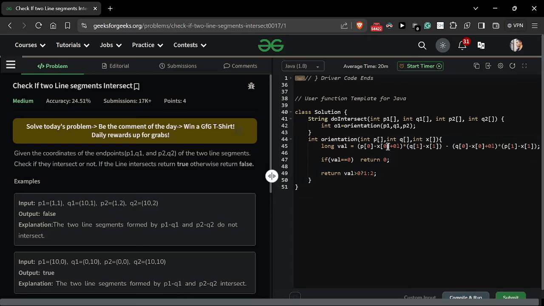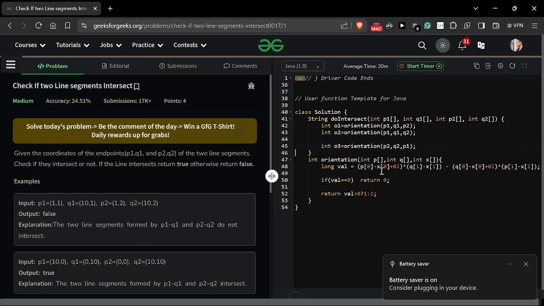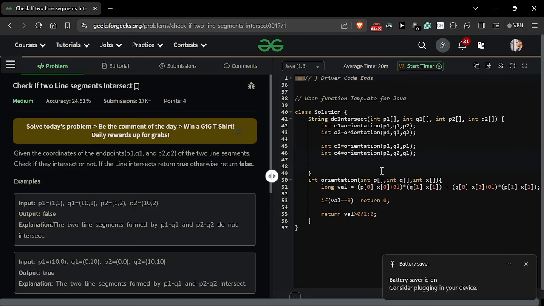Just change it to long. If it lies on the same line, the angle is 0, so we return 0; else we return whether it is clockwise or anti-clockwise. I've used 1 and 2. 1 means our thumb is pointing upwards, so it is clockwise, and I'm returning 2 otherwise. So we have to find the angle for P2 and Q2, then the same on line 1, P1 and Q1.